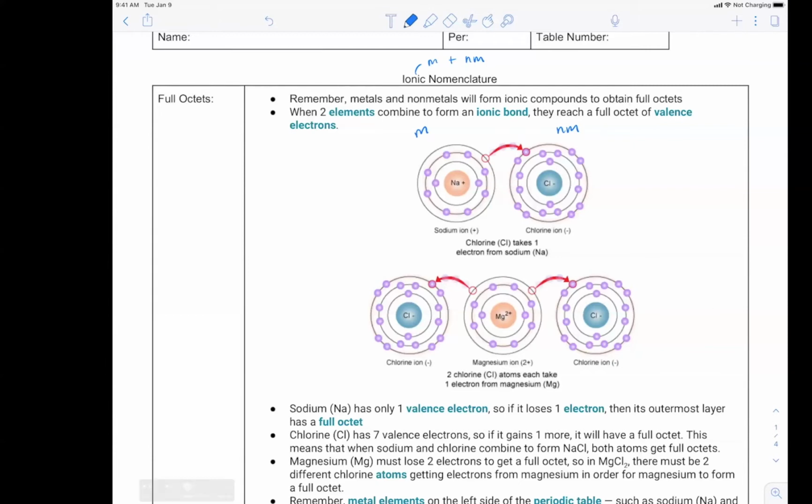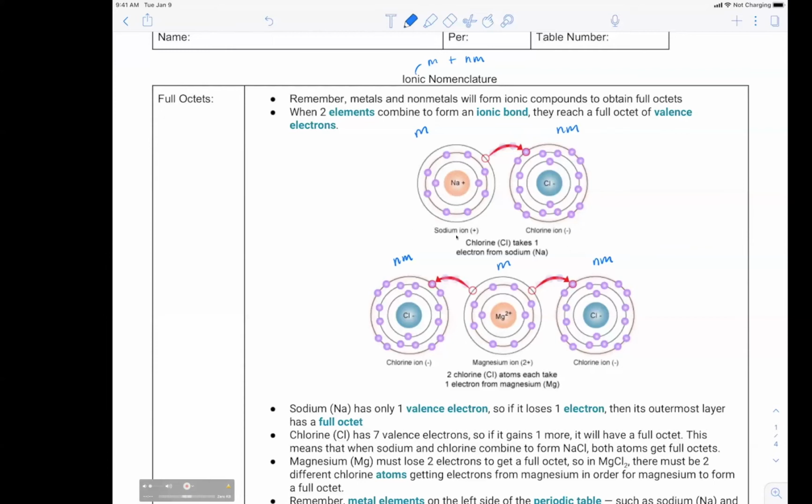Same thing over here, right? You have your metal, which is magnesium. And this time magnesium wants to give away 2 valence electrons. So it'll give one away to one chlorine, and then the other one away to another chlorine to get that full valence shell. And again, for your ionic bonds, remember your charges need to cancel out to 0, right?